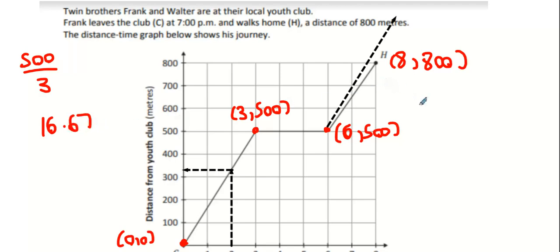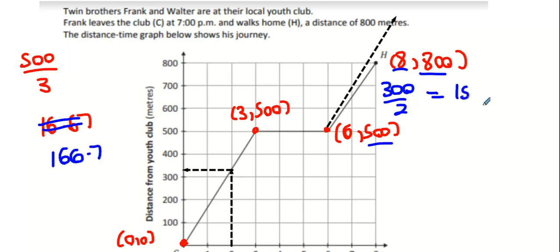Okay. Now, in the second one, how many meters do you cover? 500 up to 800, which will be how many minutes? 2 minutes. What's 300 divided by 2? Oh, I'm on an absolute roll. That's 150, isn't it? So 166.7 is faster than 150.